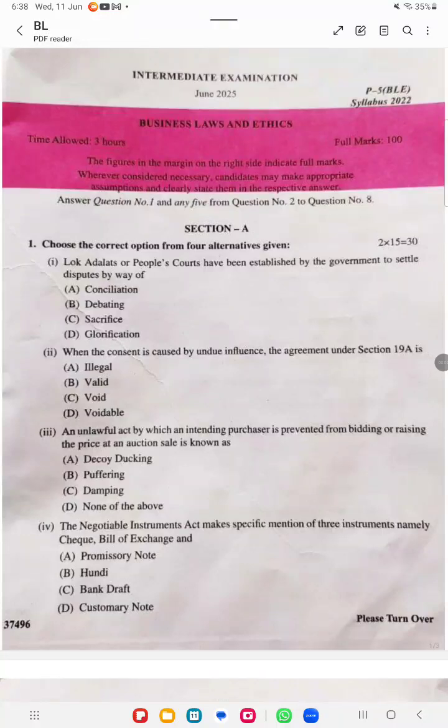My dear students, today let's solve the business laws and ethics paper. In today's examination, we will solve one by one.